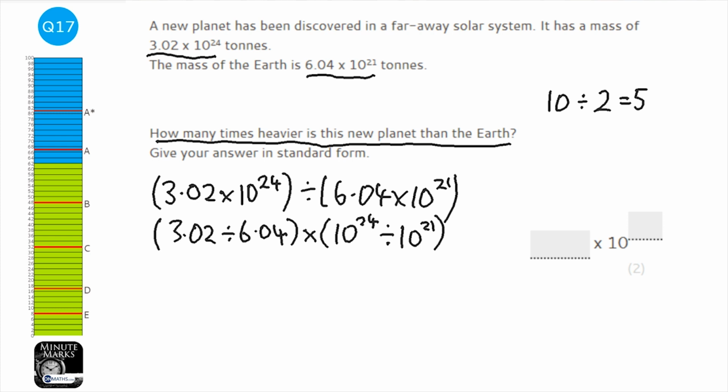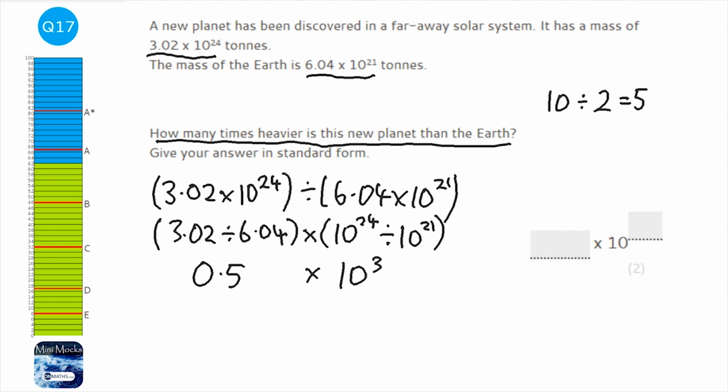Well, if you write that as a fraction, you'll see that the top number, the 3.02, is half as big as 6.04. So the answer to that is just 0.5. Then with powers, if you divide, you take them away. So 24 take away 21 is 3.